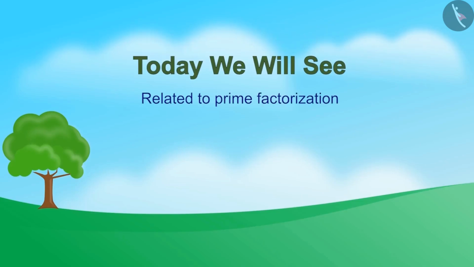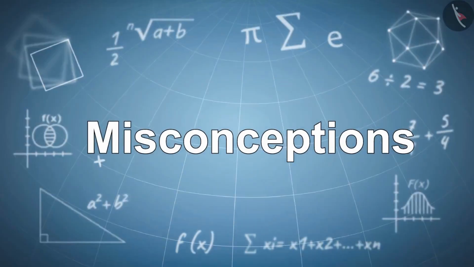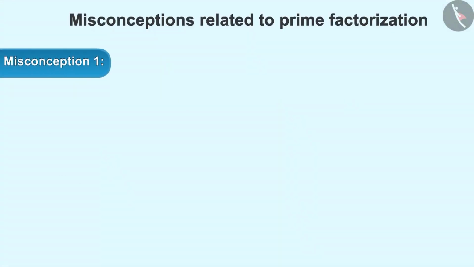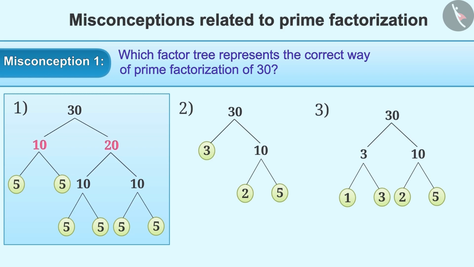Today we will see some common misconceptions and mistakes related to prime factorization. Misconception 1. Which factor tree represents the prime factorization of 30? While representing factor tree, sometimes addition operation is used to find the factor pair. Like in option 1, the addition of 10 and 20 is 30. Similarly, the addition of 5 and 5 is 10.